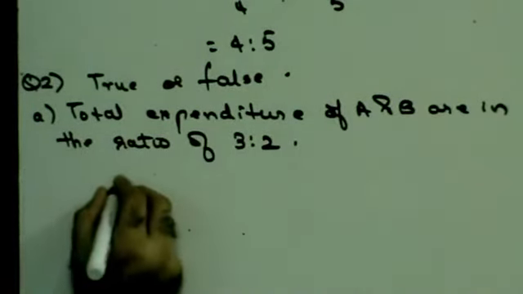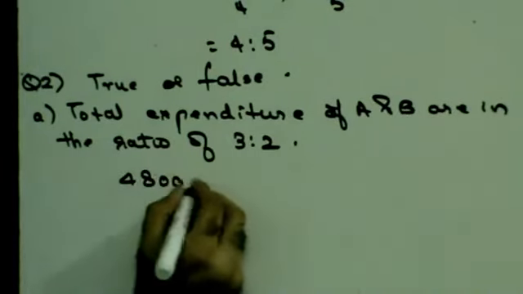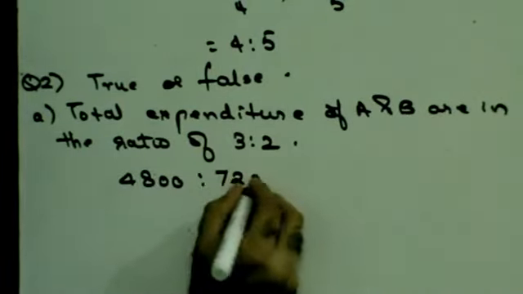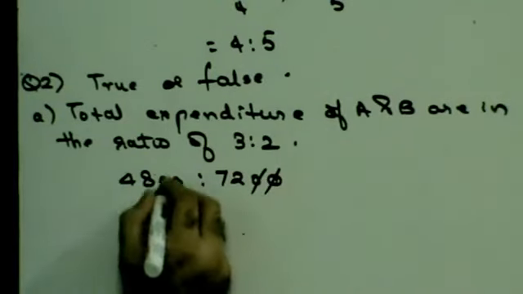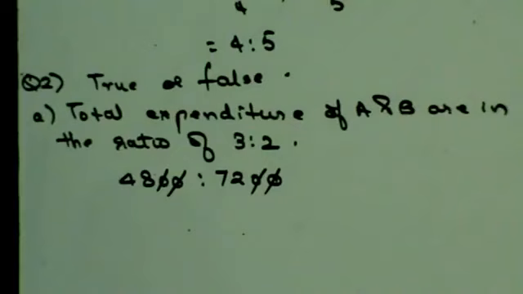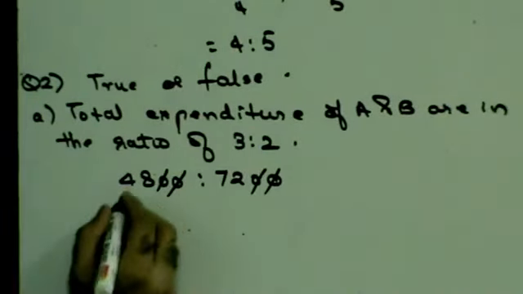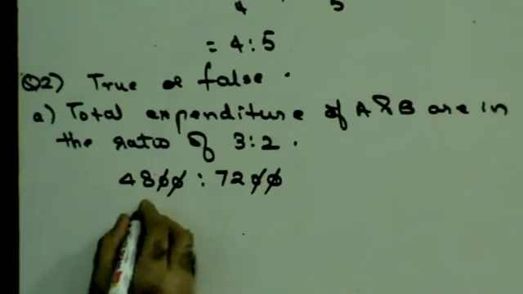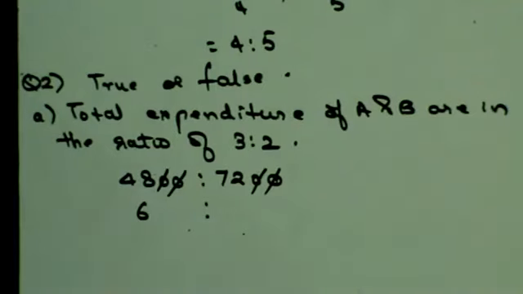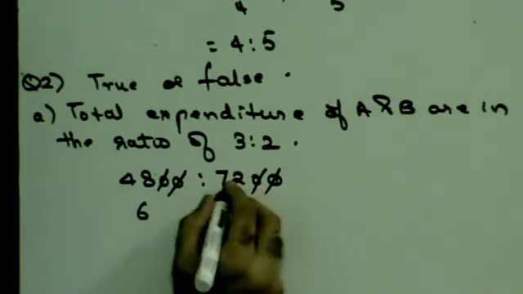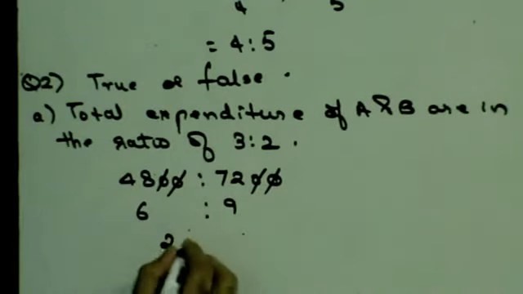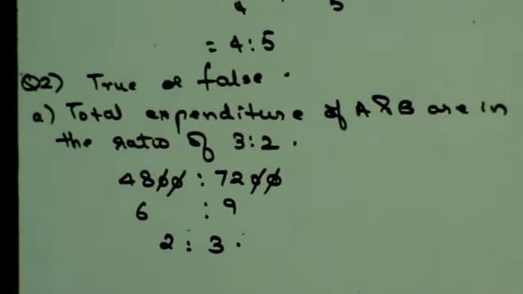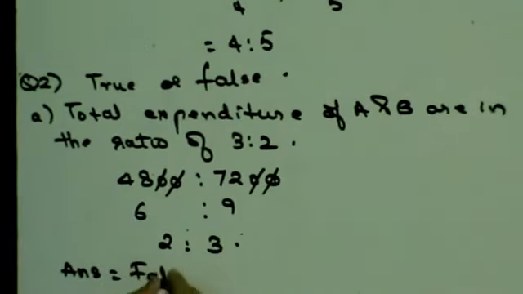Now let's try to find this out. 4,800 is the total expenditure of A, 7,200 is the total expenditure of B. 0, 0 gone, 0, 0 gone. Right? So in which case you are going to have this as 8, 6 8s are 48. The total expenditure of A and B are in the ratio of 3 to 2. Okay. This is 9. This is 2. This is 3. The total expenditure is not in the ratio of 3 is to 2, but in the ratio of 2 is to 3. Right? So the answer for this is false.